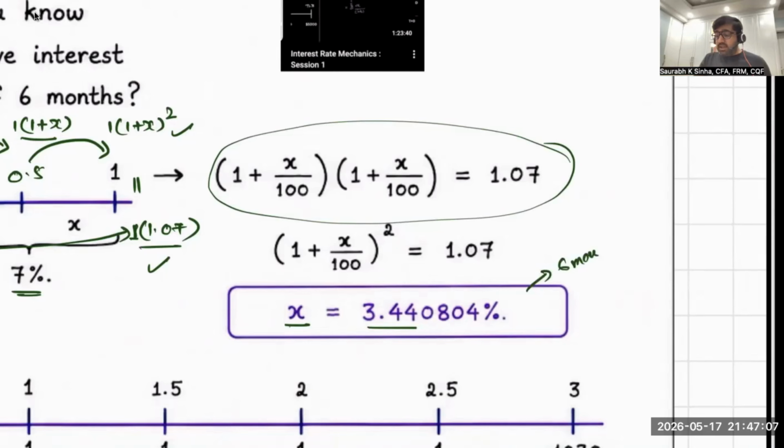If you're assuming that 7% is the effective interest rate annually, then the 6 month effective interest rate would be 7% upon 2. Then you are incorrect. It is incorrect. That's not the effective interest rate. And that's why you need to watch interest rate mechanics session 1.